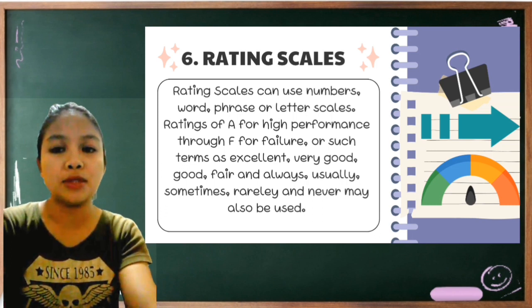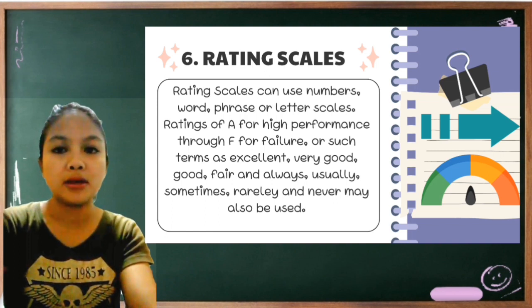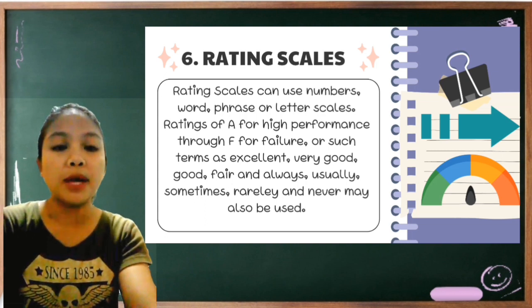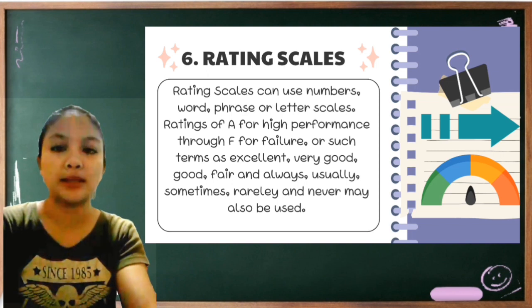Rating scales can use numbers, words, phrases, or letter scales. Ratings from A for high performance through F for failure, or such terms as excellent, very good, good, fair, and always, usually, sometimes, rarely, and never may also be used. A rating scale can be defined as a standardized method of recording interpretation of behavior, which is totally based on observation, strictly in line with the educational objectives.